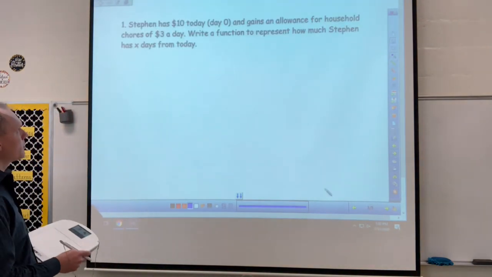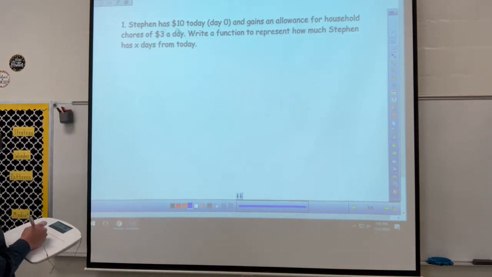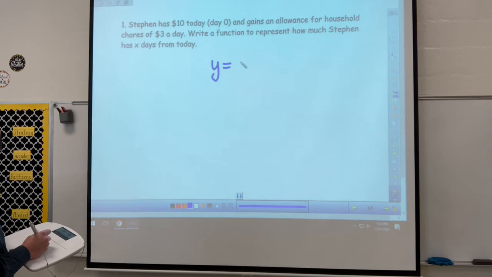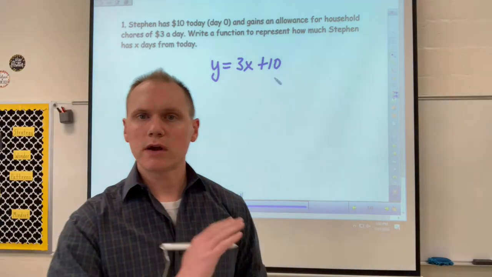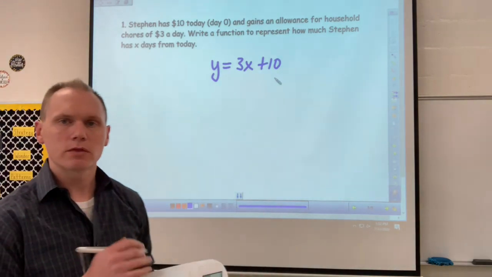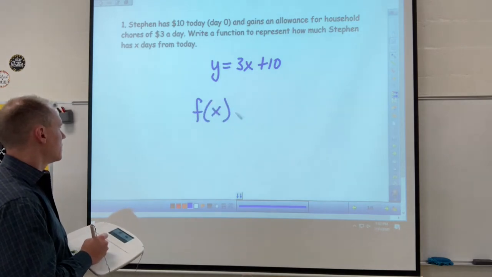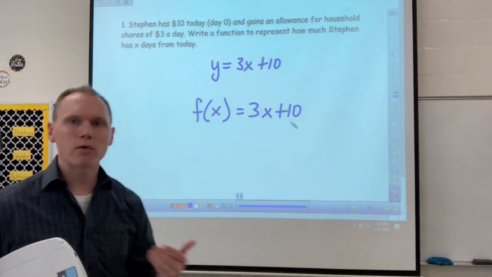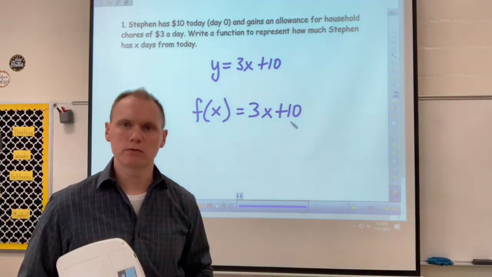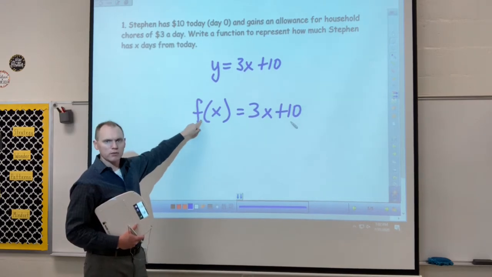If we go back to our bell work problem number 1, Stephen had $10 and then gained $3 each day. So we came up with our function y equals 3x plus 10, right? But we can also rewrite this in a different way. Instead of using y equals 3x plus 10, we can actually write it as f of x equals 3x plus 10. And you're probably wondering, why would we want to do that when we can just write it as y equals? Two reasons. One, it allows us to name the function. We've named this function f.